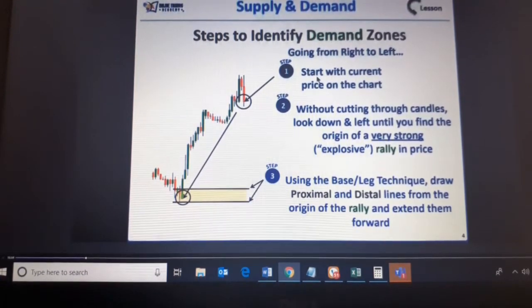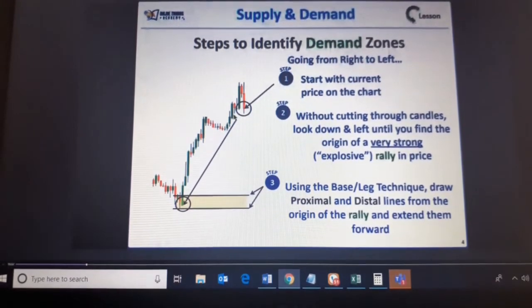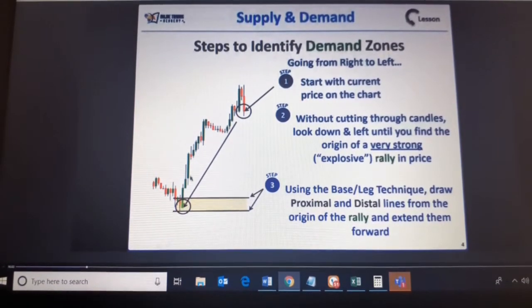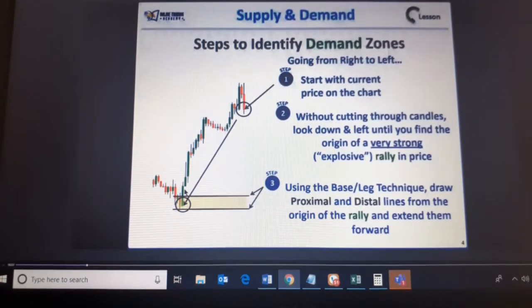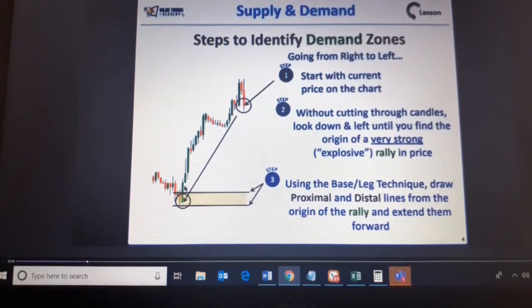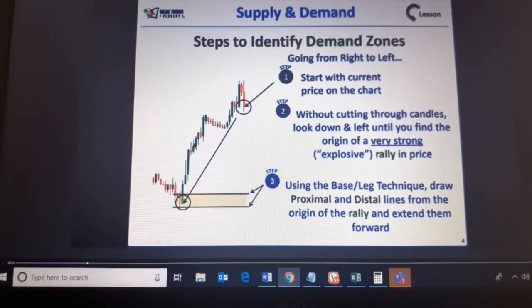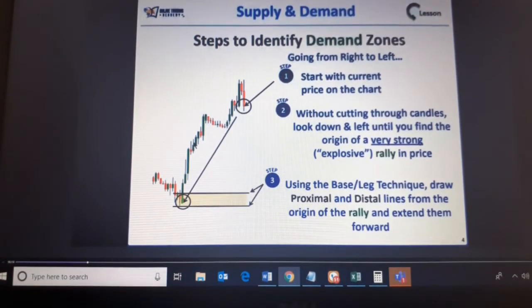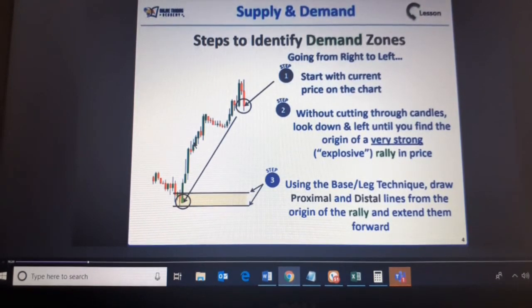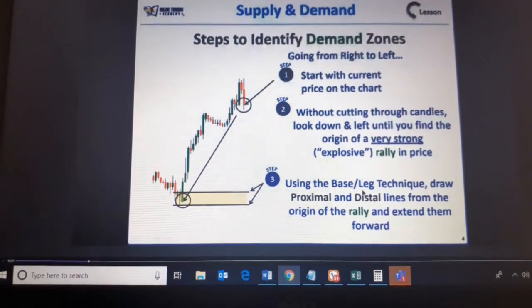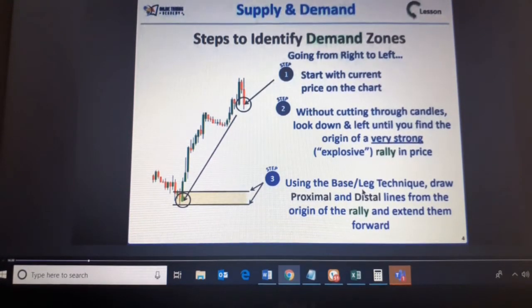So you have to start with the current market price on the chart without cutting through candles. Okay, you have to go wick by wick. Then I have to go down where I find a strong rally in the price. Then step 3 will always be done with the demand and supply zone tool only. But for that you need to know what is the base leg technique to draw proximal and distal line.